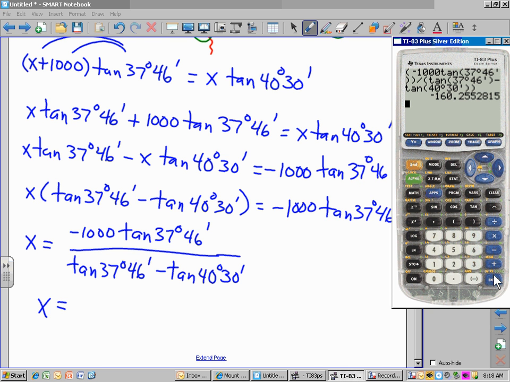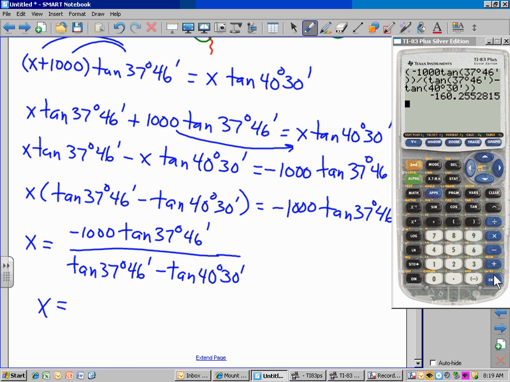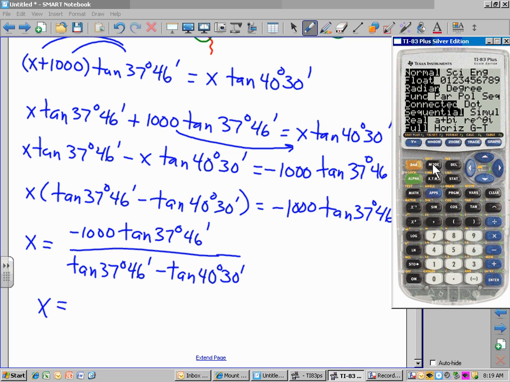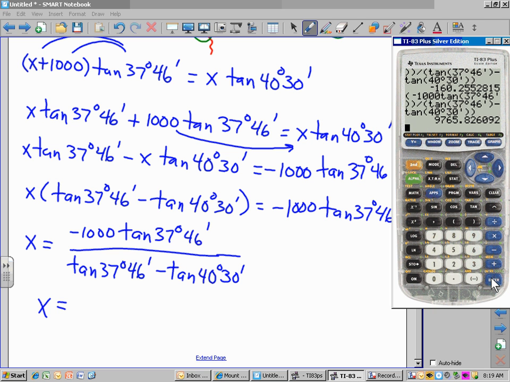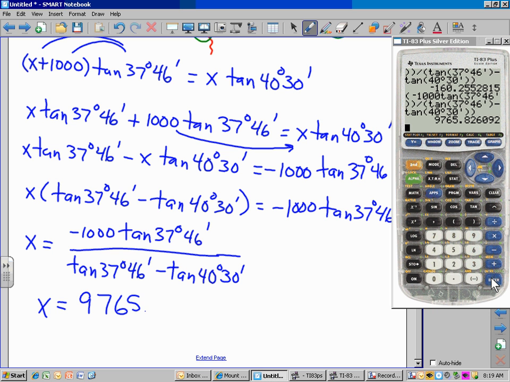That doesn't like me. I'm in the wrong mode. The negative 1,000? It was positive here. When I moved it over to the other side, I subtracted it over. Yeah, I guarantee I'm in the wrong mode. Let's see here. Yep, we're going to go degree mode. Okay, so let's recall what I did. That's a little bit better. 9765.826 feet.